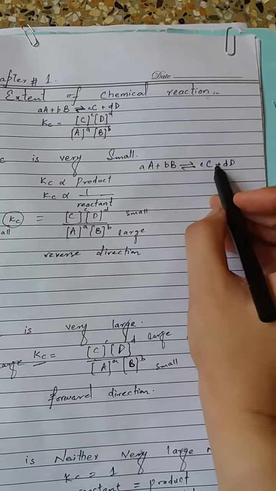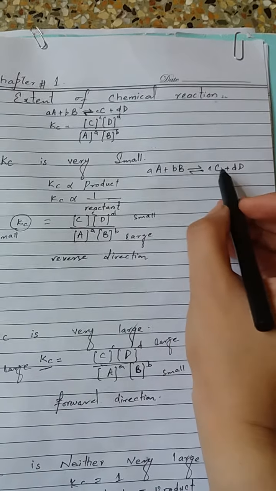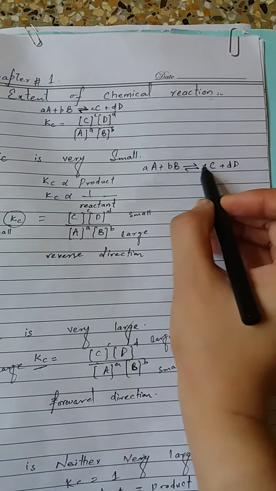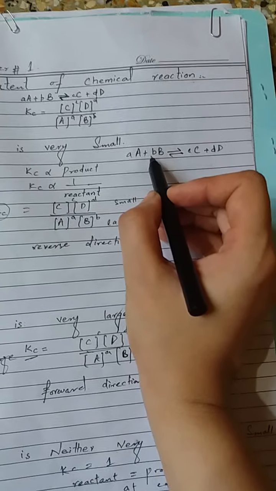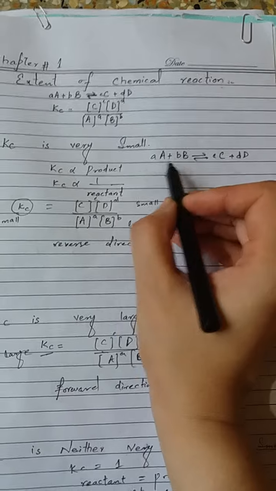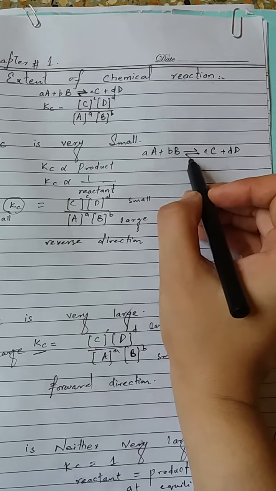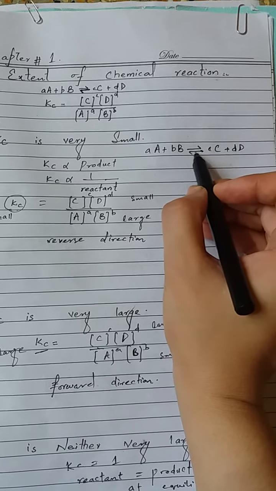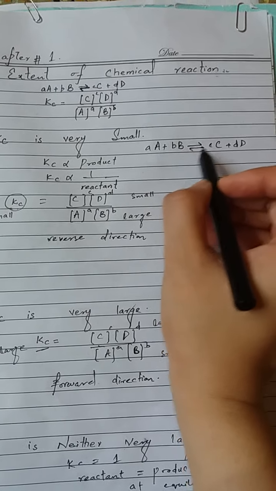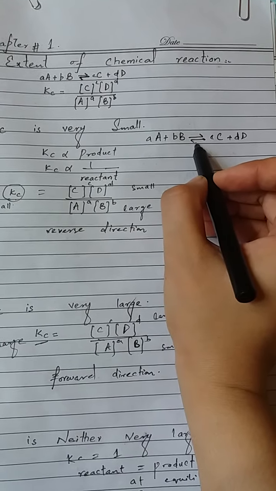So it means that these products react with each other and form reactants. Nearly all products are consumed and they form reactants. So the reaction is completed in the reverse direction. When Kc is very small, the reaction is completed in the reverse direction and will not proceed in the forward direction appreciably.